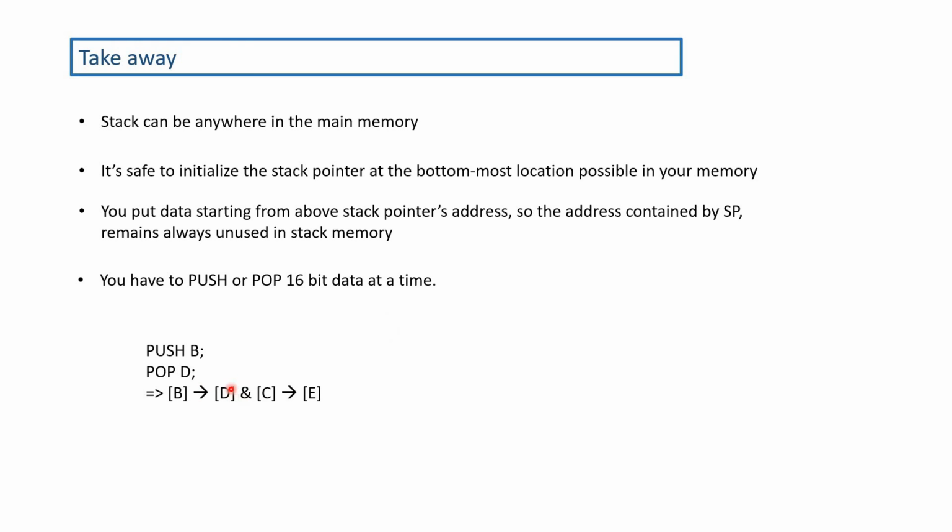So eventually what happens is the value of B register gets copied into D and the value of C register gets copied into E register, because B and D both carry the higher byte of their corresponding register pair, and C and E registers carry the lower byte of their corresponding register pair.